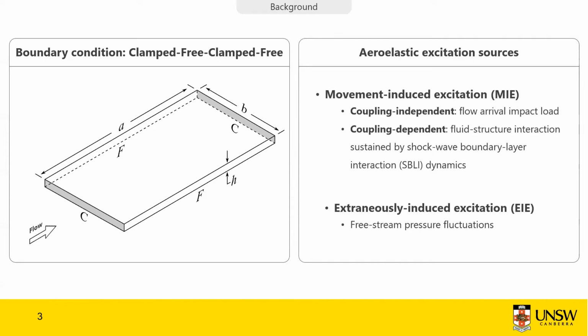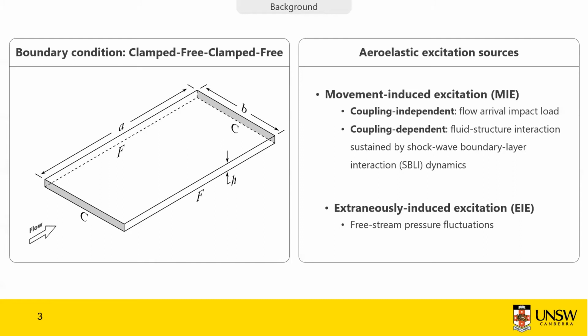First of all, when we fire the tunnel, and by the way, it's a short duration hypersonic tunnel that I'm using for my PhD, what happens is that it transmits to the panel a huge flow arrival impact load. That's what we call coupling-independent movement-induced excitation. So that's one source of aeroelastic excitation, of vibration.